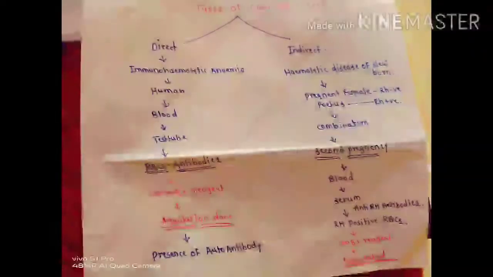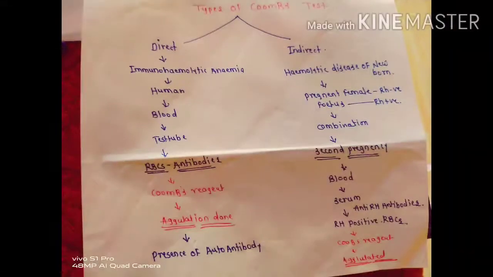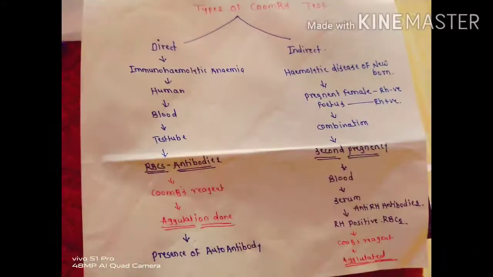When we add Coombs reagent to the antibody-coated RBCs, they mix with each other and the RBCs are agglutinated at the base of the test tube. That means autoantibodies are present in this sample, meaning this human has immunohemolytic anemia. In this way we perform the direct Coombs test, in which we take a direct sample from human beings who are affected by immunohemolytic anemia, and we find it positive.